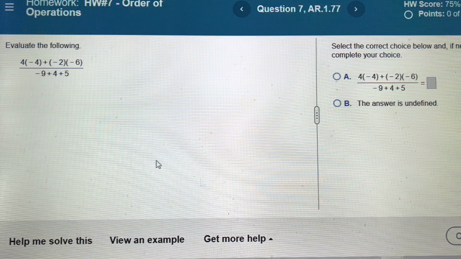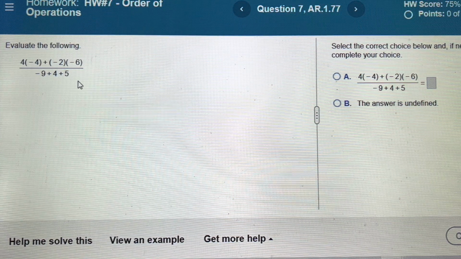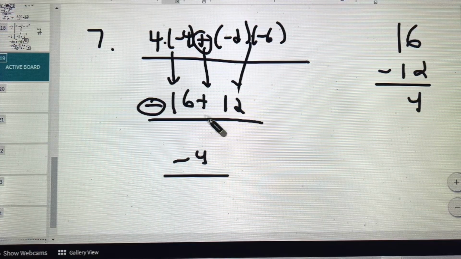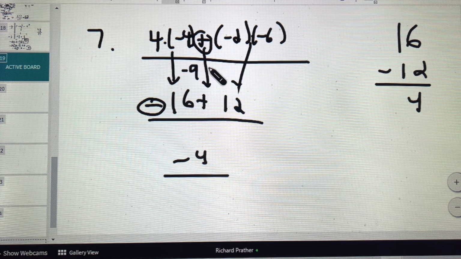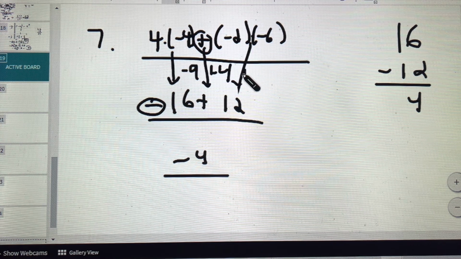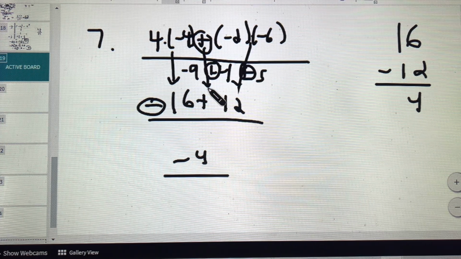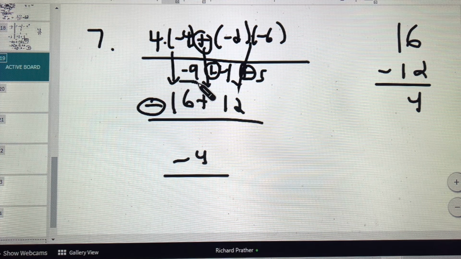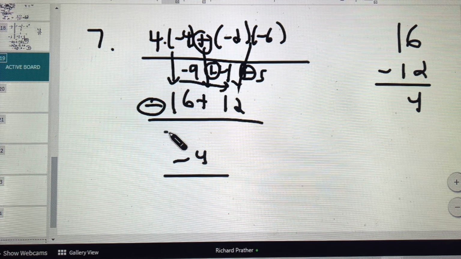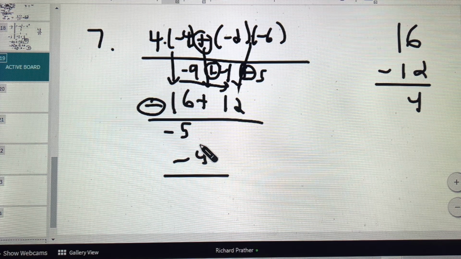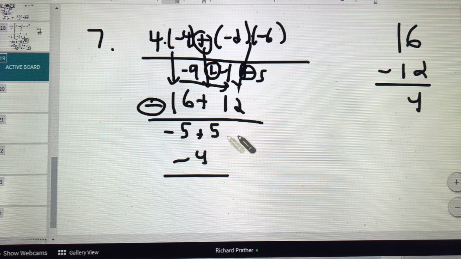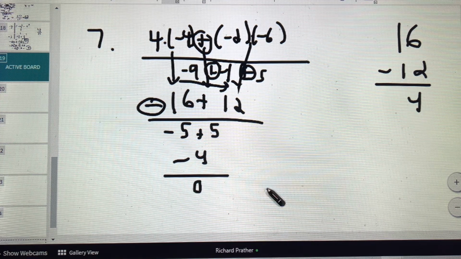The original denominator was negative 9 plus 4 plus 5. So the negative is with the 9. I really have two things here, and they're both plus. So just go left or right. Negative 9 plus 4 is negative 5, because the bigger looking one's negative. We had some of these the other day too. Negative 5 plus 5, that's 0. If one's positive, one's negative, and they're the same, it's 0.